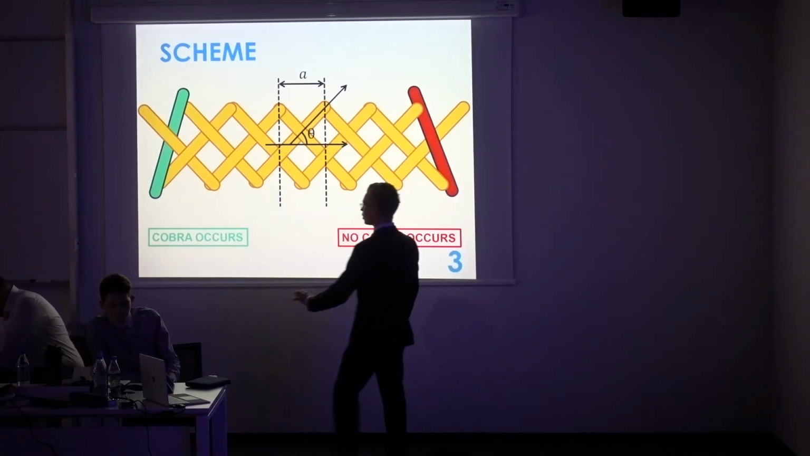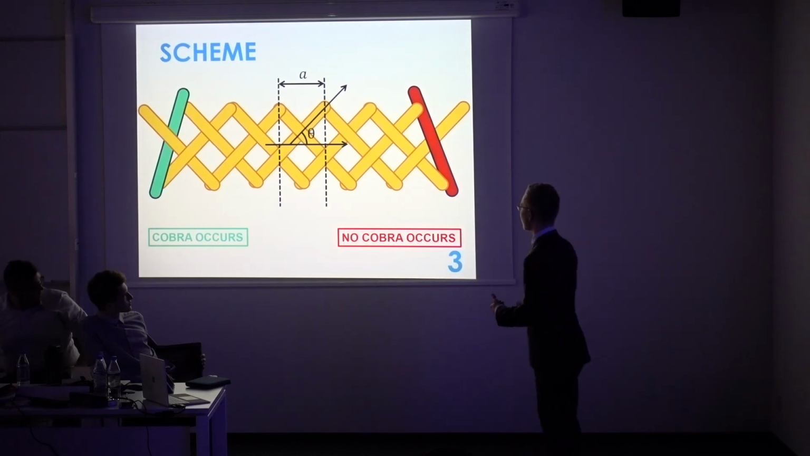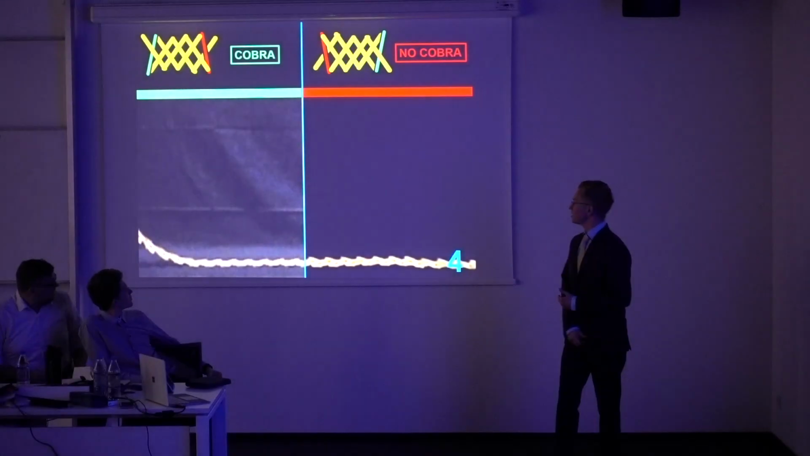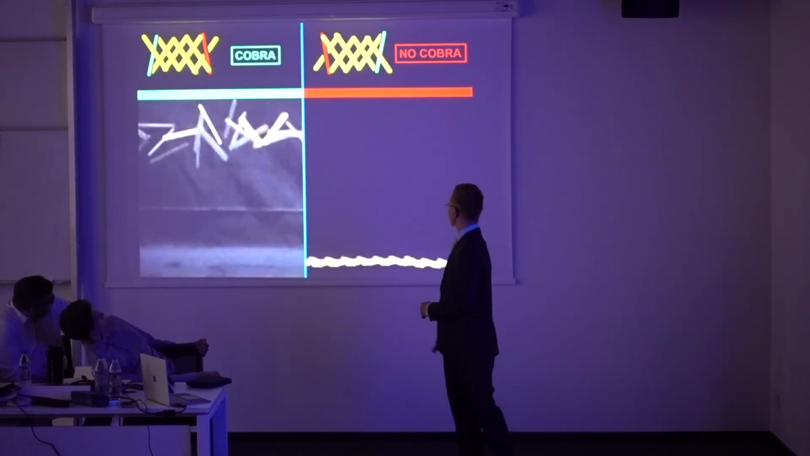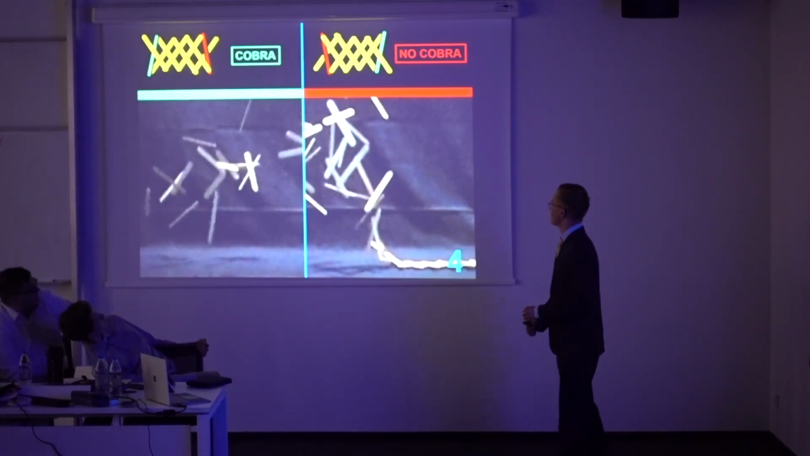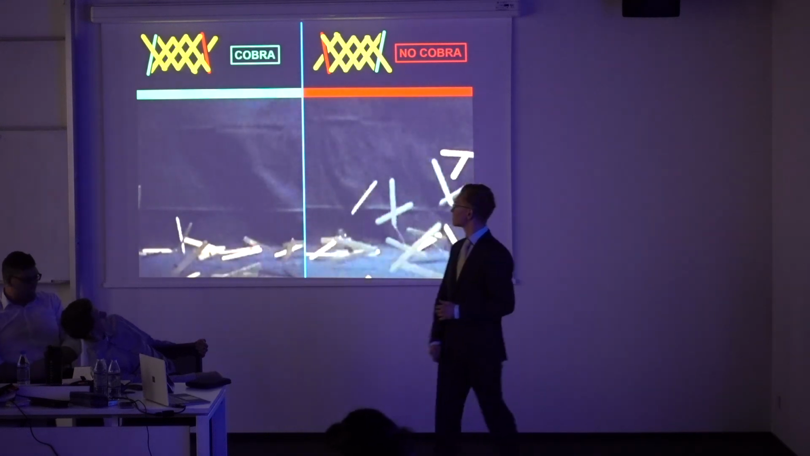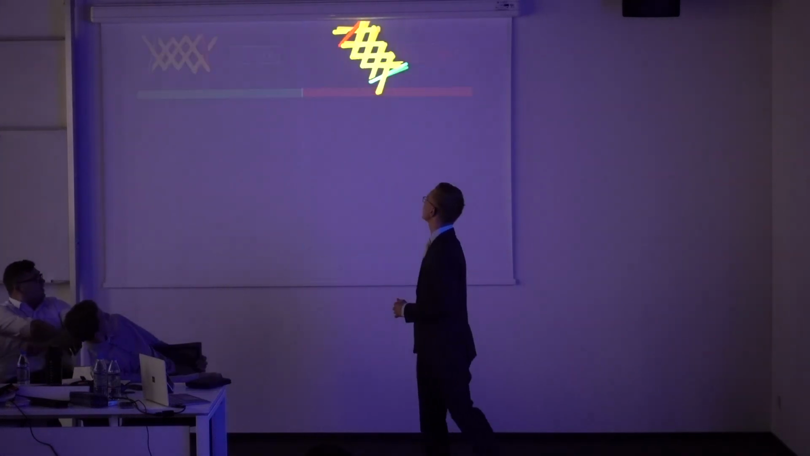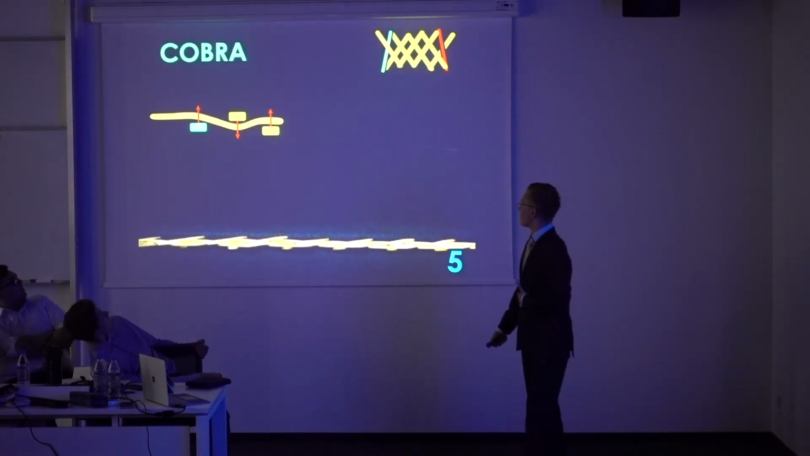with the pulling of the green stick, the cobra phenomenon occurs, as can be seen here in the video. While when we pull the red stick, it just bounces off the ground and explodes in this manner. We will be concentrating on the green stick phenomenon.